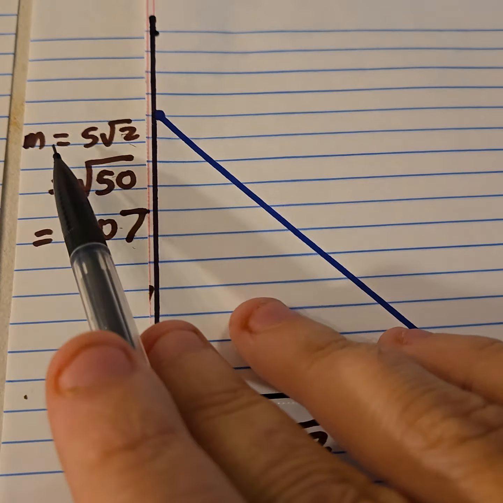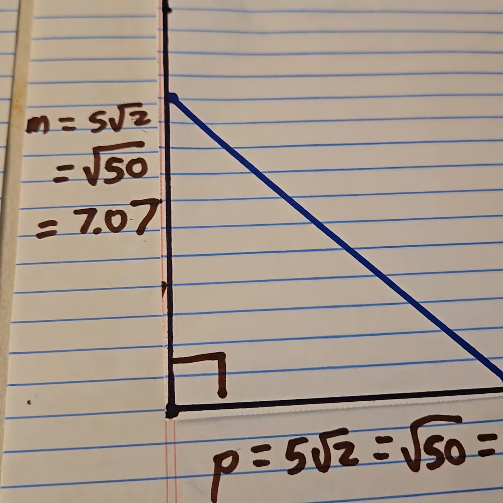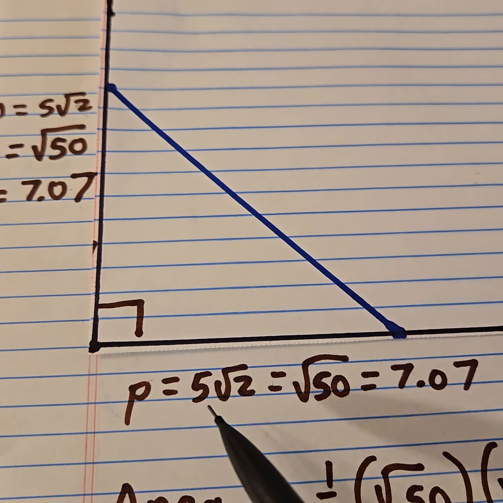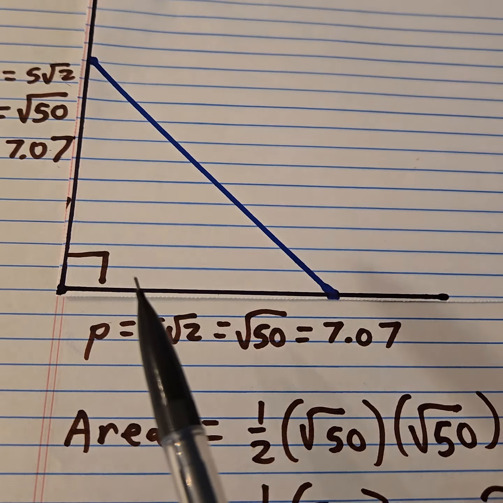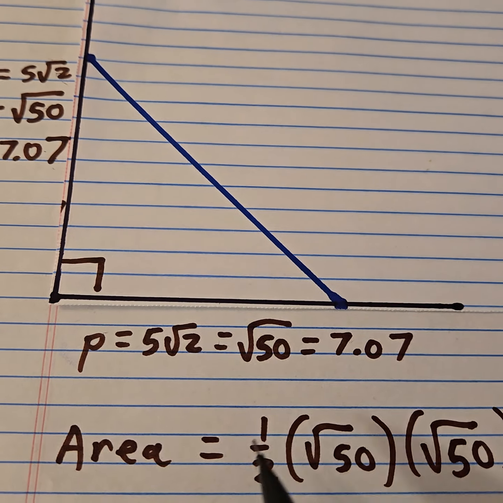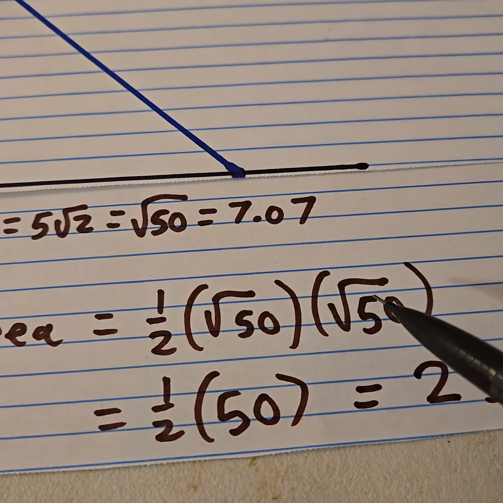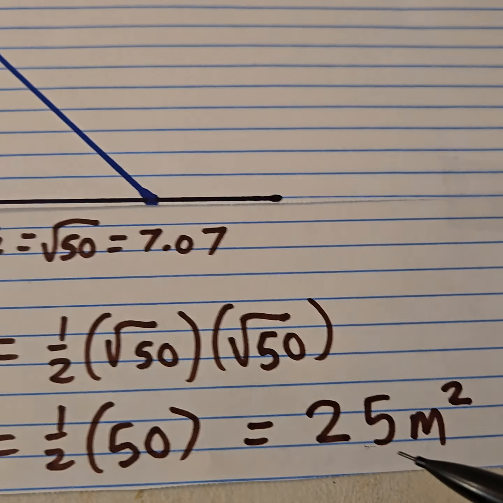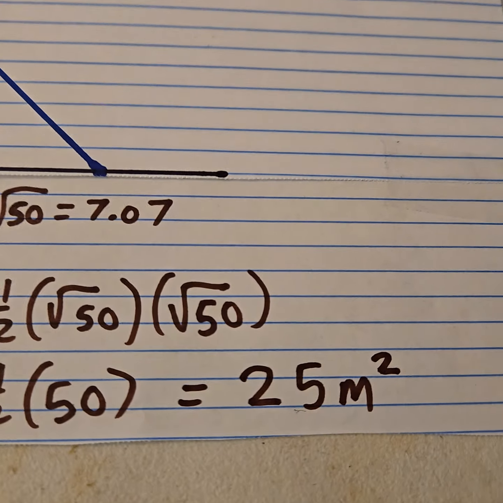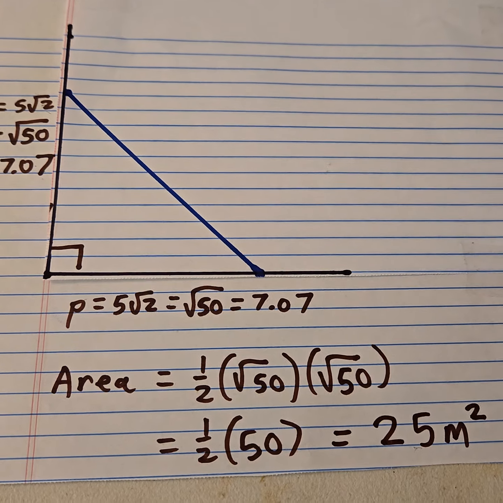So P is any one of, I beg your pardon, M is any one of these answers. Let's say 5 root 2. P is 5 root 2 or any one of these answers. And the area is half times base times height. Half times root 50 times root 50. Root 50 times root 50 is 50. So half times 50 is 25. So that maximum area is 25 meters squared. So that's the answer to the question.